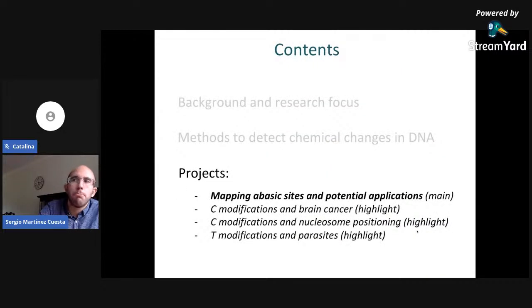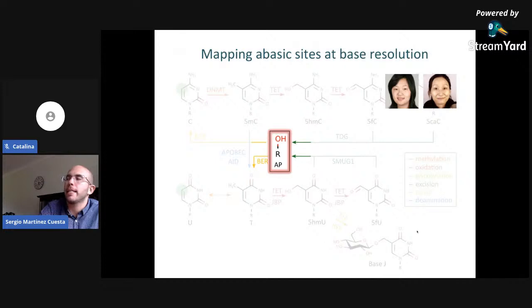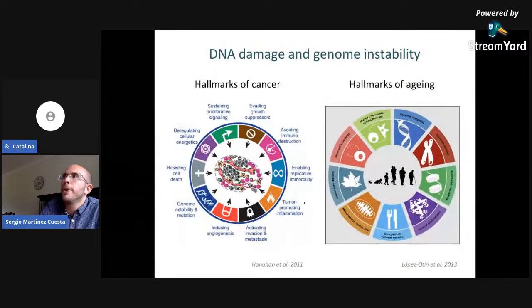All right, so briefly, I'm going to tell you about one of the projects that I've been working on in the last year or so. We just got published at the end of last year. This was work with some of our collaborators here at the chemistry department, Jane and Fumi. And we've come up with a method to map abasic sites at single base resolution.